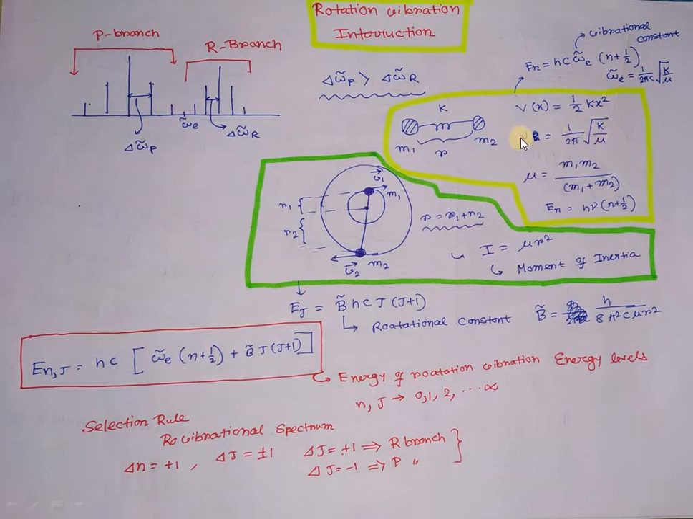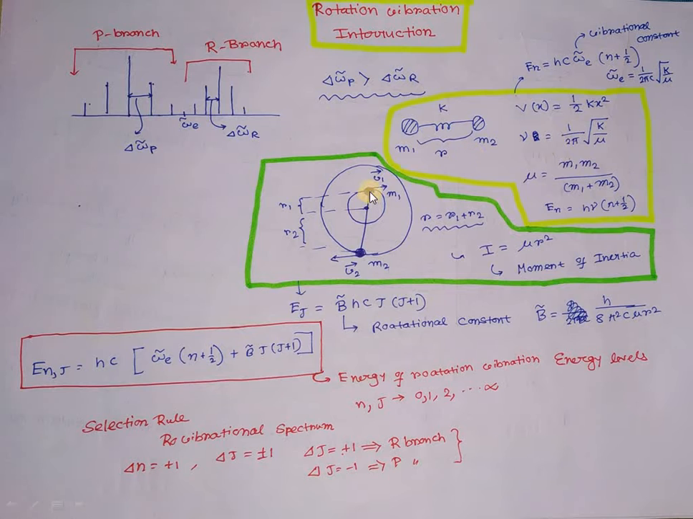So if you just divide this nu by the speed of light, then the term nu by c is called omega e bar, and the unit of this omega e bar is the inverse of the wavelength, that is wave number, that is centimeter inverse. So this is the harmonic oscillator model system.